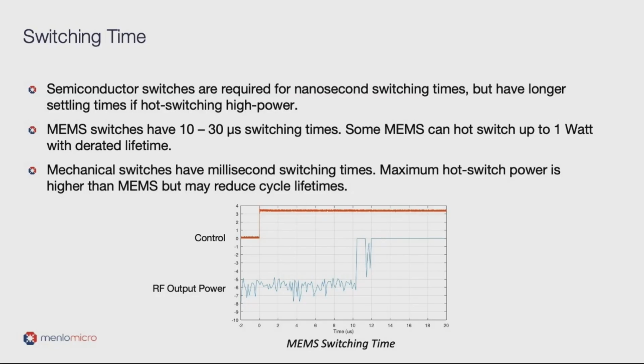After semiconductor switches, MEMS switches will have the next fastest switching time in the 10 to 30 microsecond range. Some MEMS switches can hot switch up to a watt with a derated lifetime, but generally it's not recommended to hot switch a MEMS switch. Mechanical switches will be slower, in the millisecond switching time range. They can hot switch typically higher power than a MEMS, but it may still reduce the already low cycle lifetimes.